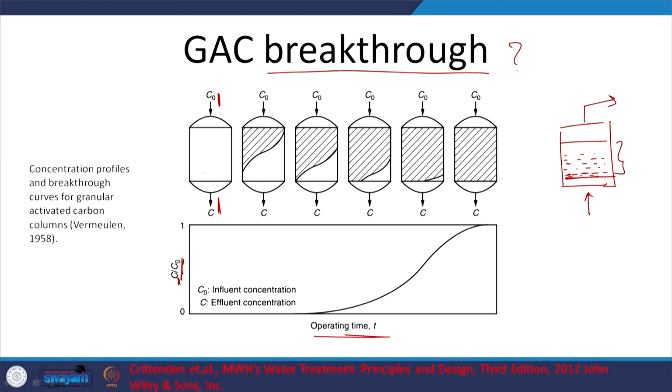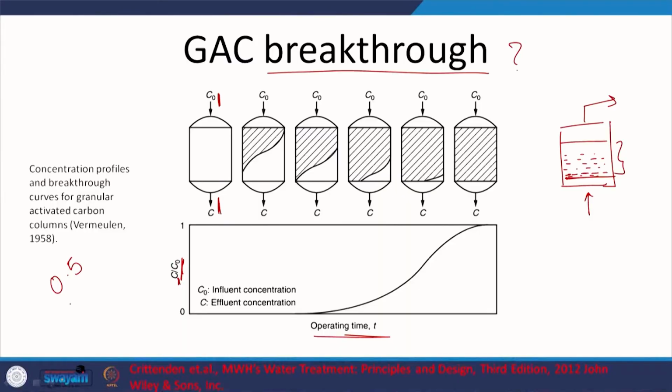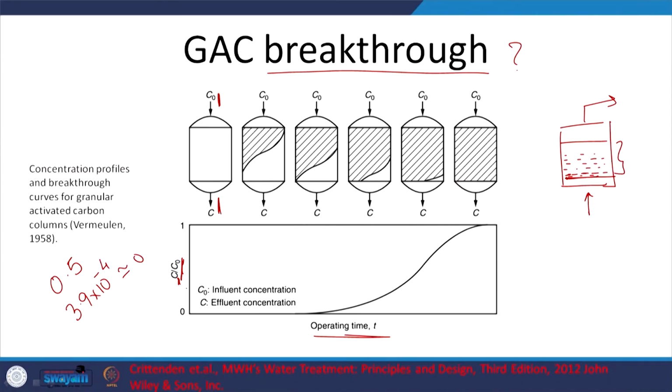So, initially what is the profile going to look like? You know, nothing in the effluent, right, everything is being adsorbed. Think of toluene earlier, even though I have 0.5 initially, it was I think something like 3.9 into 10 power minus 4 milligram per liter in the effluent, that is the equilibrium concentration. So, it is more or less equal to 0, right, C by C naught is almost equal to 0. But over time what happens, most of the sites on this particular activated carbon are going to be occupied, right, there are no more free sites for it to be adsorbed upon.